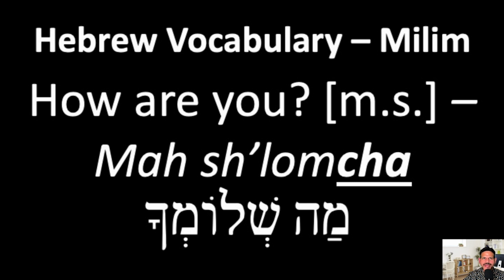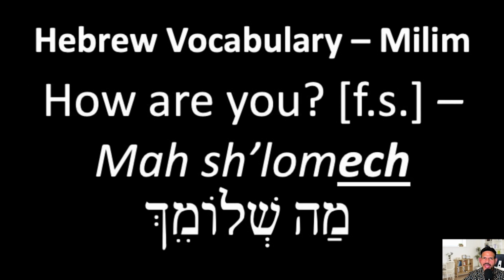Ma, shlom, and now add the suffix for the man, cha. Cha. You need some chutzpah to say, ma shlom cha. How are you? Or ech at the end of shlom for ma shlomech. Ma shlomech for a female.